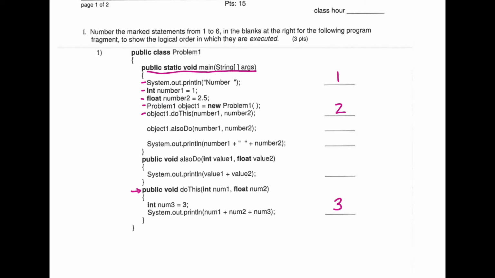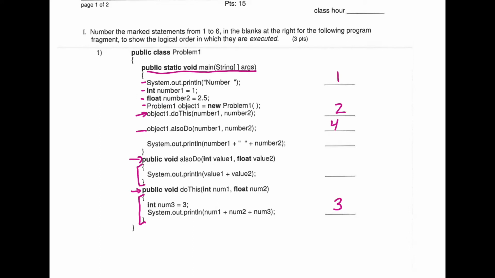Cool. And once we finish this method, so we do everything in the brackets, that means we're going to jump back up to right there. We're going to finish that line of code and then move down to here. And here is object1 dot also do this. We're going to run that line of code. And then that's going to tell us, oh, we're calling another method. So let's move down here and let's do this method called also do.